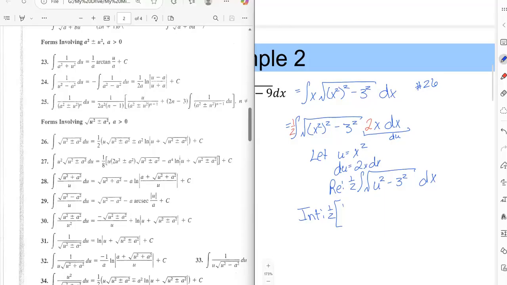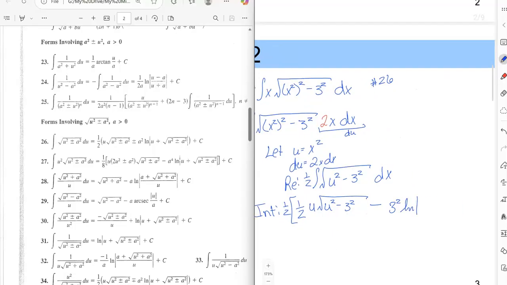We're going to plug in here. So we're going to have a 1/2. Now that 1/2 comes from the formula. That 1/2 out here actually comes from the compensation for finding the 2 as part of the du, multiplying that 2 in. So it's going to be u square root u squared minus a squared minus, because again, we're following that bottom sign here, a squared, which is 3 squared, ln of absolute value of u plus square root u squared minus a squared, and then plus c.